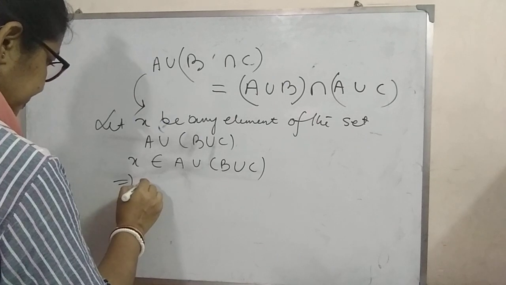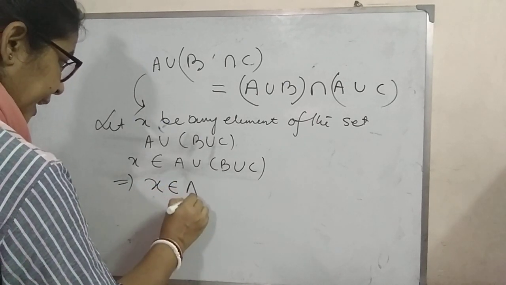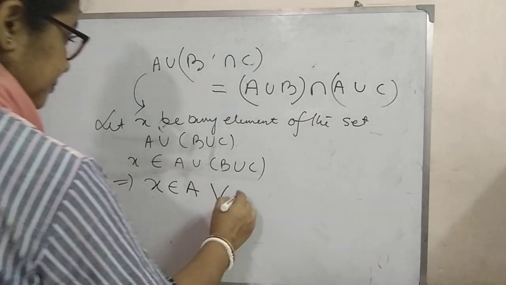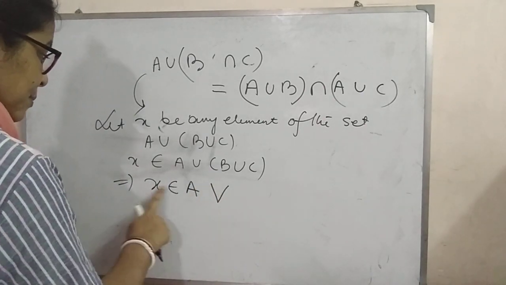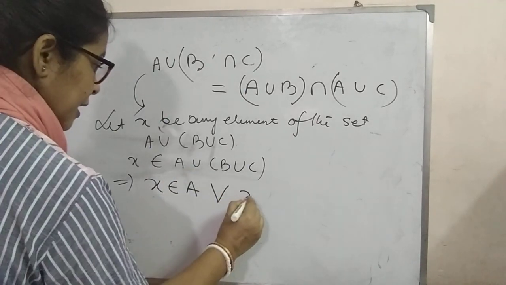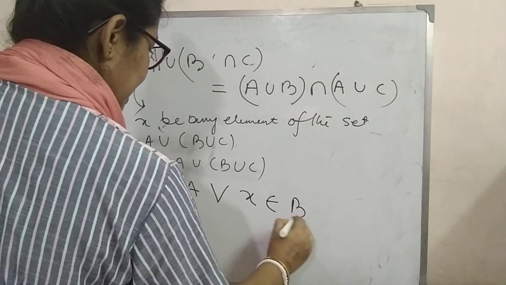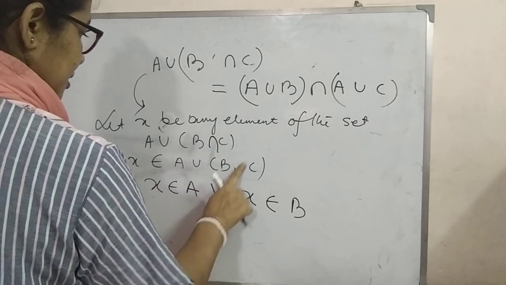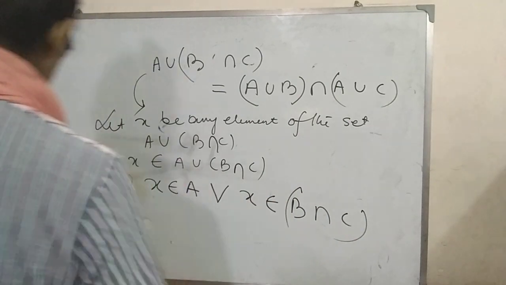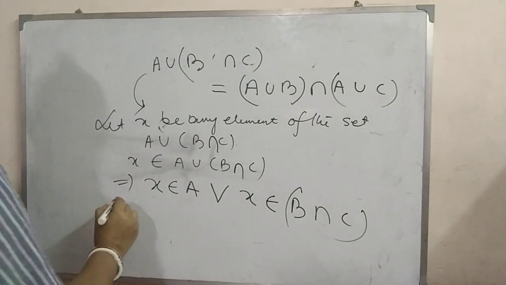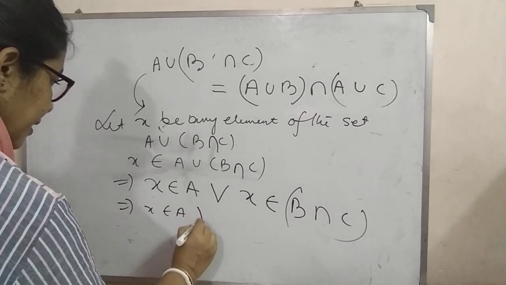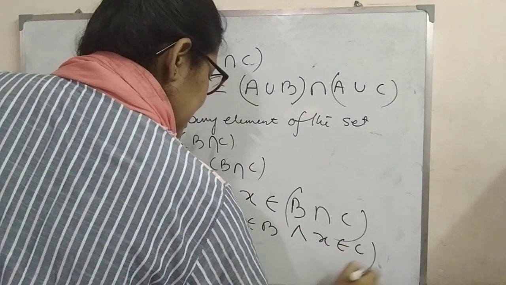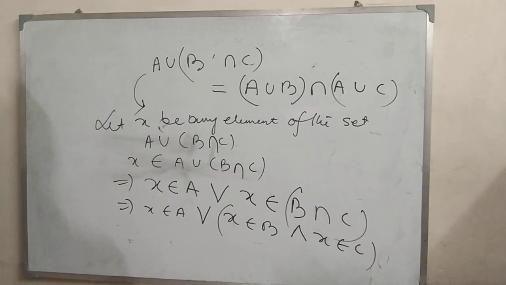You see this carefully. X belongs to A union, that means or, X belongs to B intersection C. That means X belongs to A or X belongs to B and X belongs to C. Okay.